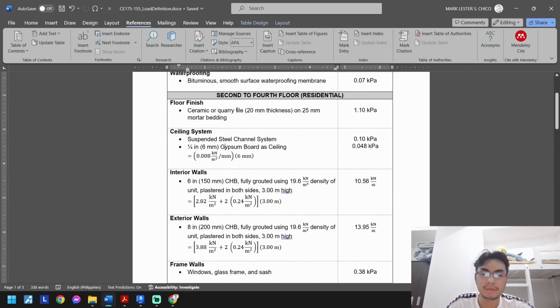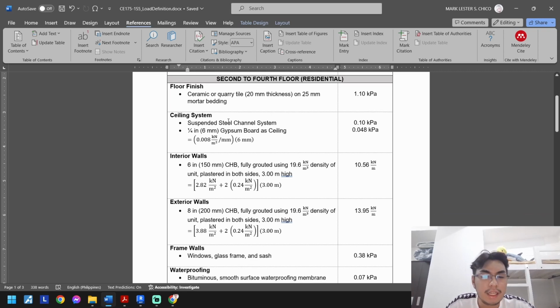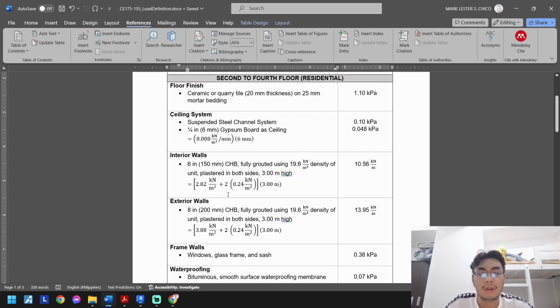For the second to fourth floor, it is residential. Then the floor finish consists of ceramic tile of 20 millimeter thickness on a 25 millimeter mortar bedding. For the exterior walls, we have decided to have 200 millimeter CHB using 19.6 kilonewton per cubic meter unit density. Then it is plastered on both sides, 3 meters high.